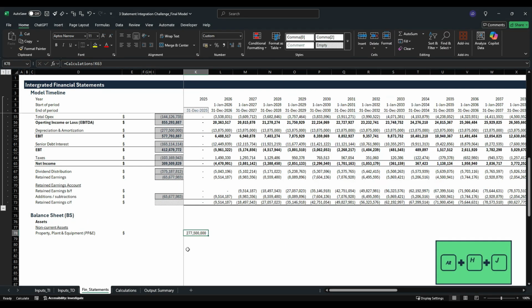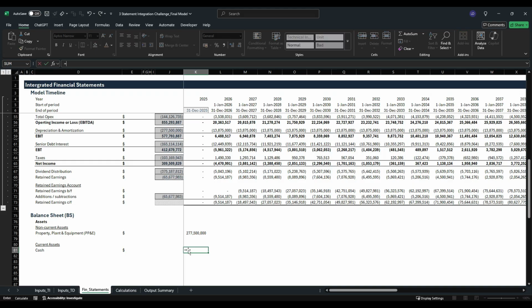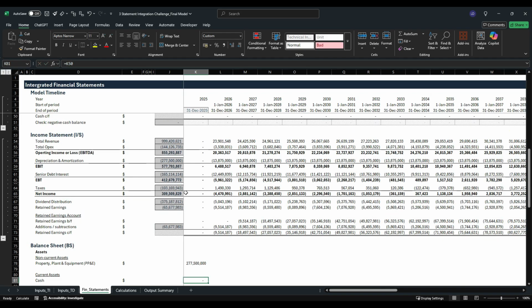Alt HJ, comma 0. Then before we drag it over, let's keep going with our current assets. Underline this. And this will actually just be our cash. Also given in dollars. And now we have modeled our cash account further up here. And again, we link to our cash balance carried forward. So the end of cash balance.